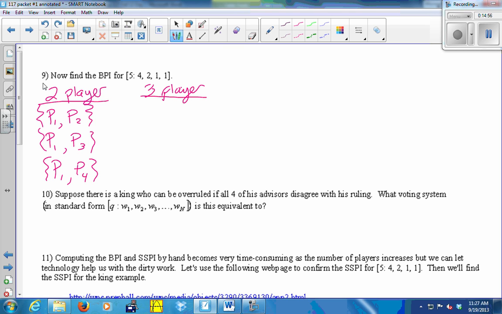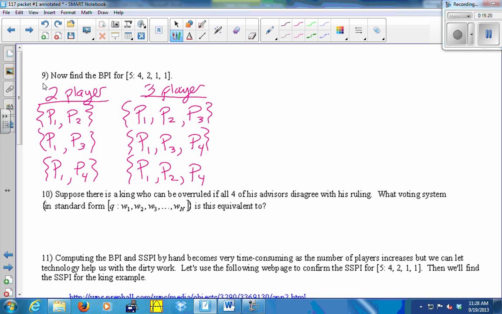1, 2, and 3. 1, 3, and 4, and 1, 2, and 4. And the only other three-player team that's possible is 2, 3, and 4, but they don't have enough to meet the quota. So those are my only three-player winning coalitions. And then 4-player, the Grand Coalition, all 4 of them.